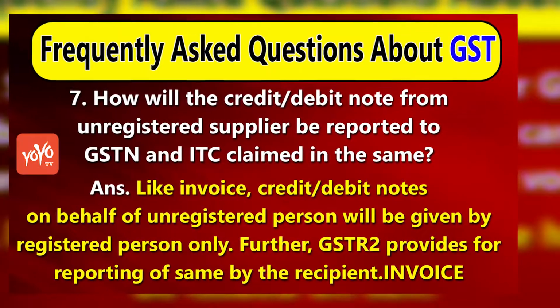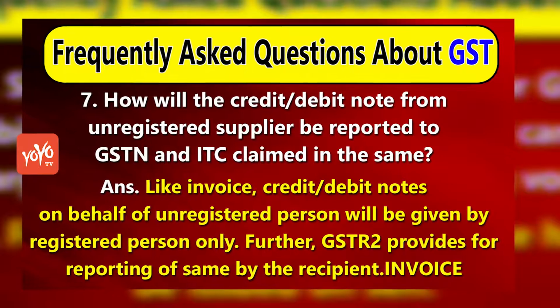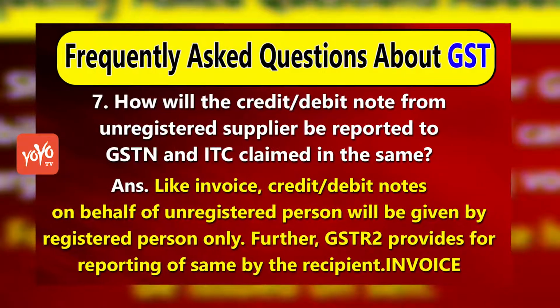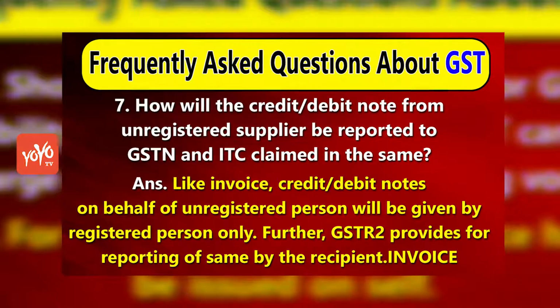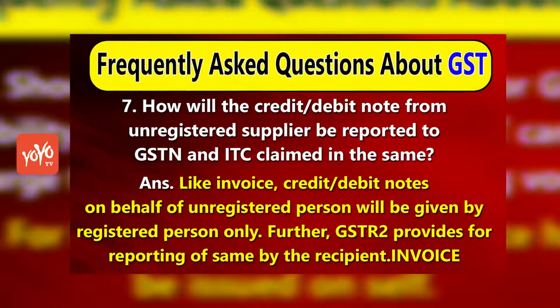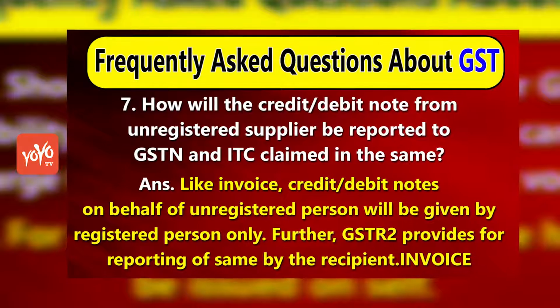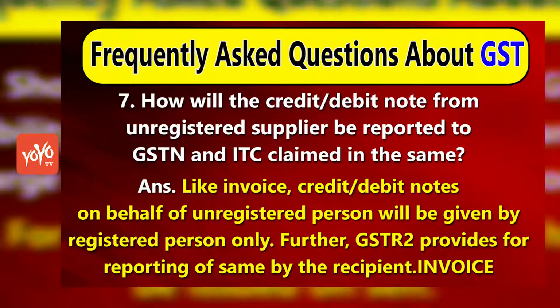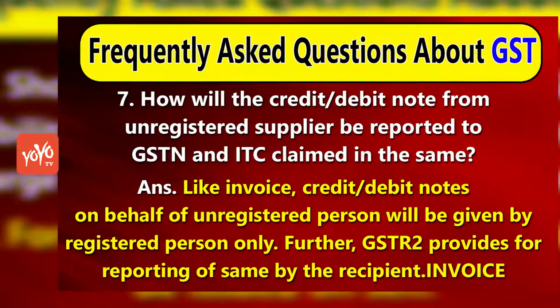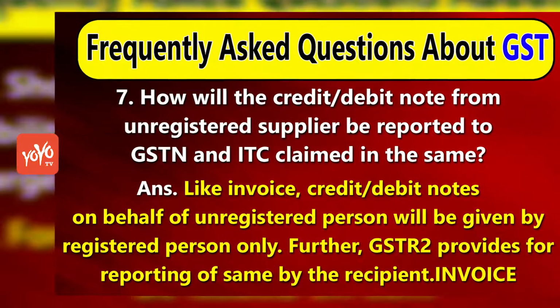Question. How will a credit or debit note from an unregistered supplier be reported to GSTN and ITC claimed on the same? Answer. Like invoices, credit or debit notes on behalf of an unregistered person will be given by the registered person only. Further, GSTR-2 provides for reporting of the same by the recipient.